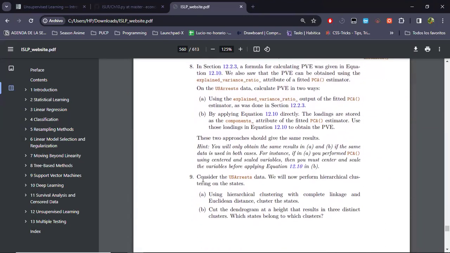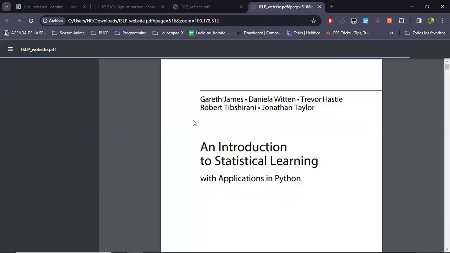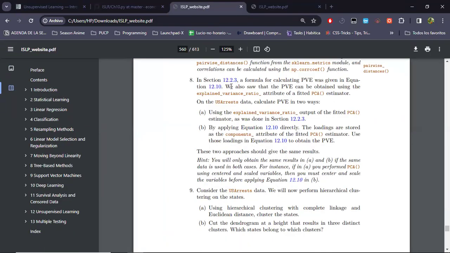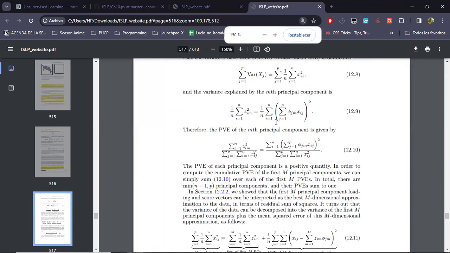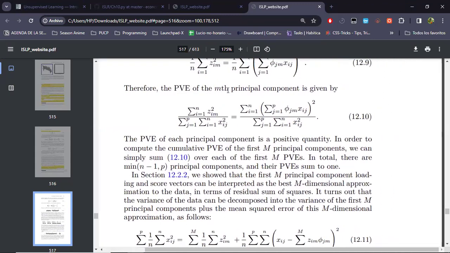Now, for the next exercise, it says, in this section, there is a formula for calculating the proportion of variance explained. If we take a look at the particular formula, let's see. It says section 12.2.3. No, 12.10. So this formula over here, the proportion of variance explained by the m principal components. Okay.